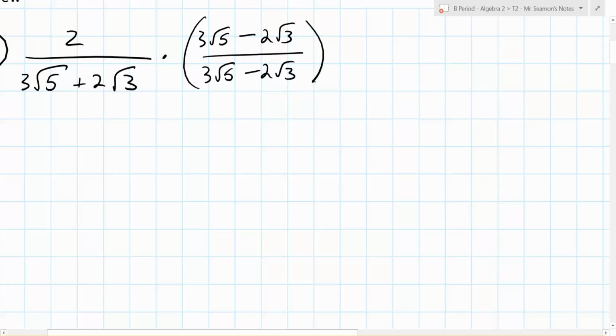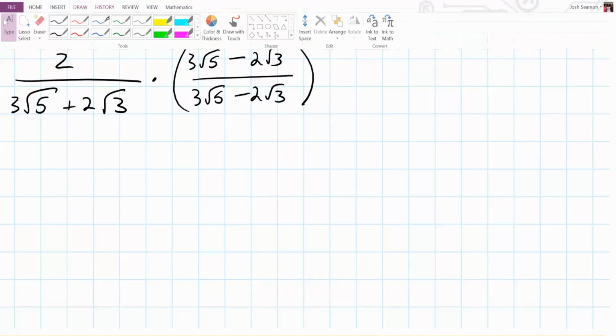Why did you change the sign? Because if you don't change the sign, it won't get rid of the radical. You have to do the opposite sign. So if you do this, what does the numerator become? What do you multiply that 2 by?